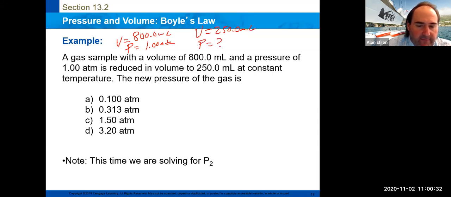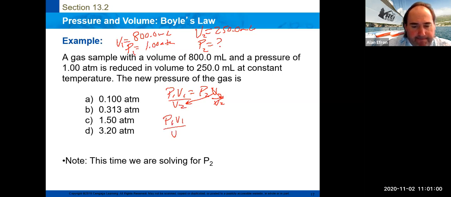So again, you could hopefully see sort of Boyle's law in here. You could call the first guys ones, the second ones twos. And in this case, P1 V1 equals P2 V2. Again, in all these gas laws, as we'll see, when we go across the equal sign, everybody ends up in the opposite location. So our V2 is on top. And if we solve for P2, that would be P1 V1 divided by V2 equals P2.